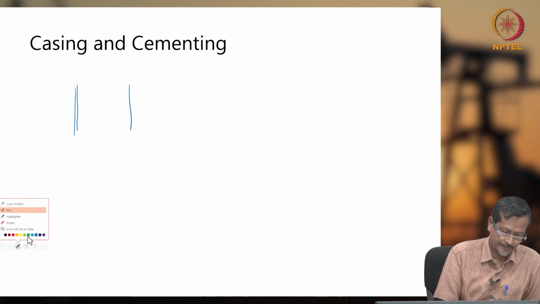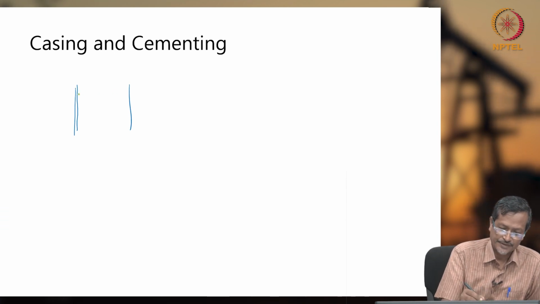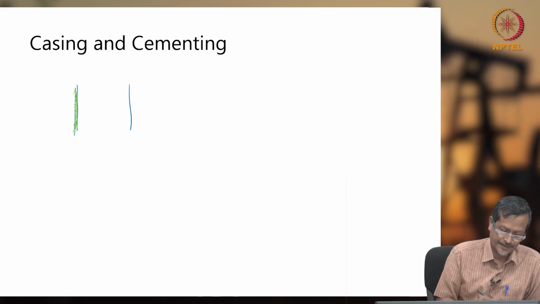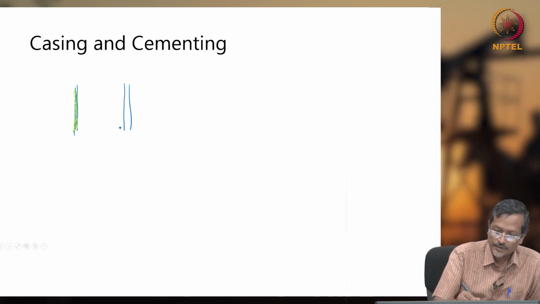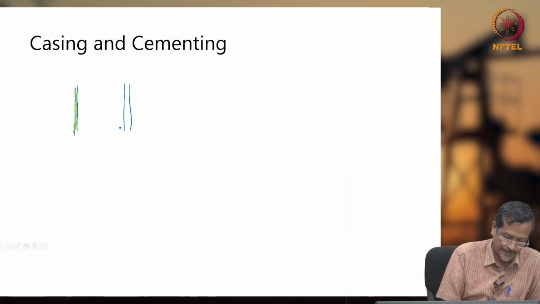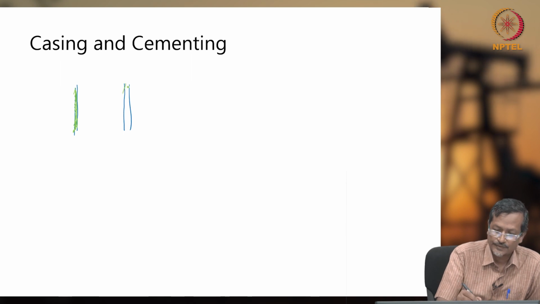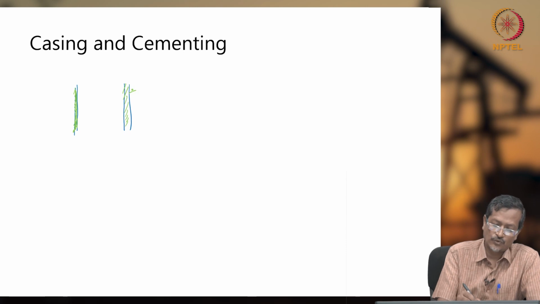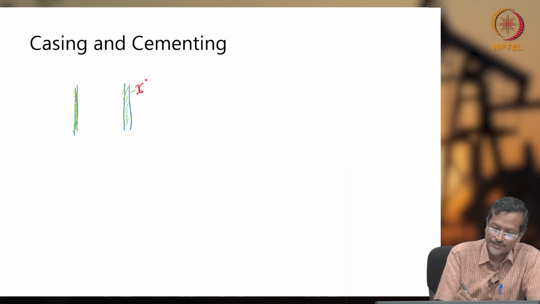I'll use a different color. Once you put the casing, then you put cement. This is cementing, this is the cement. The casing color is this one, and the cementing color is different, it is this one. So you do cementing. Normally this hole will be 36 inch.